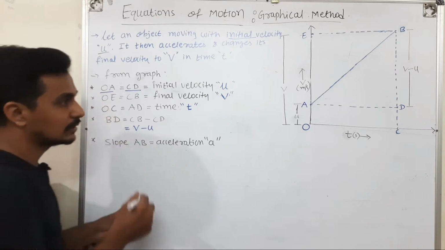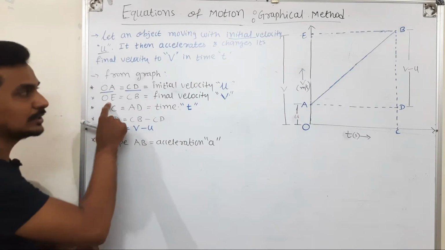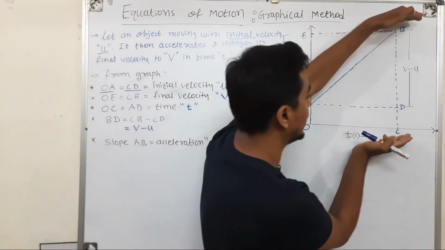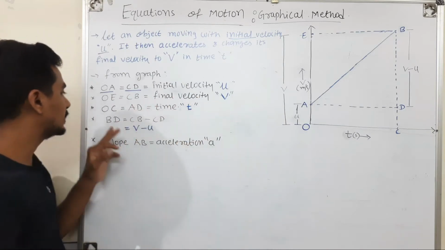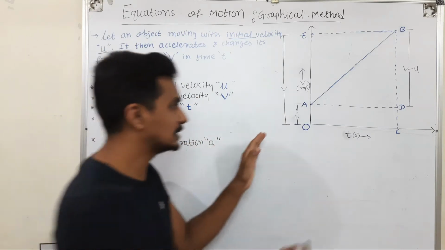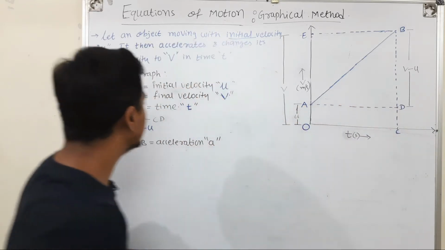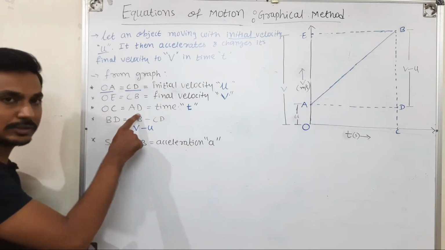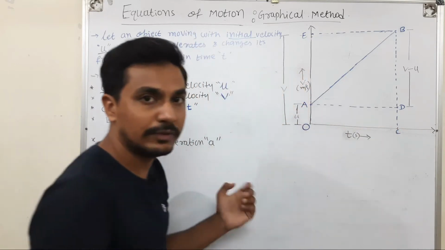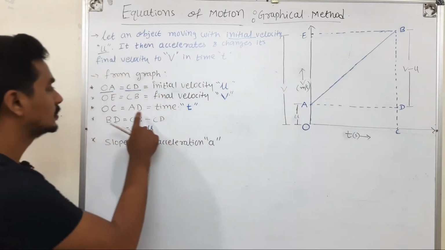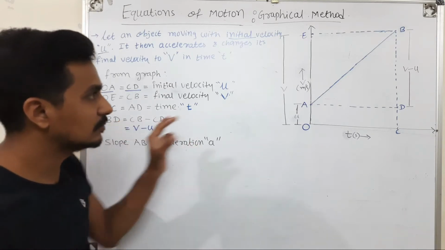Then OE, where is OE? This. So this indicates the final velocity. OE is equal to this line CB. So we have CB, which is the final velocity v. Similarly, we have OC, the time, which is also equal to the line AD. So OC is equal to AD is equal to the time in which it acquires the velocity, that is, time t.